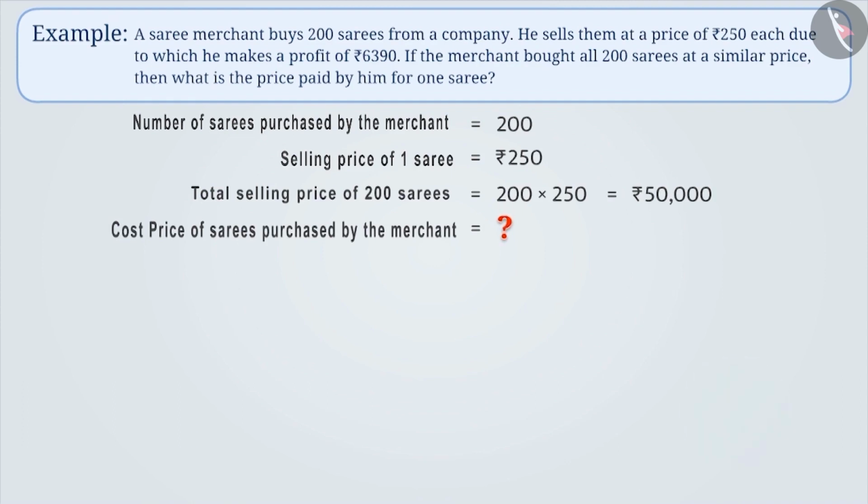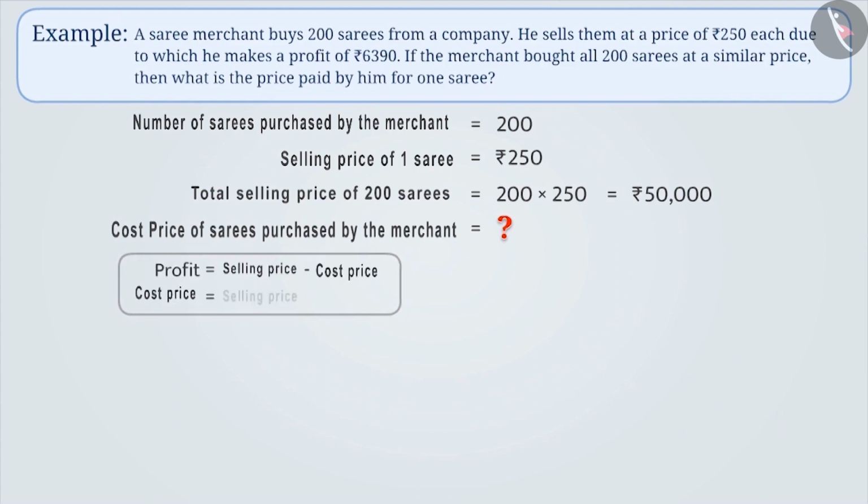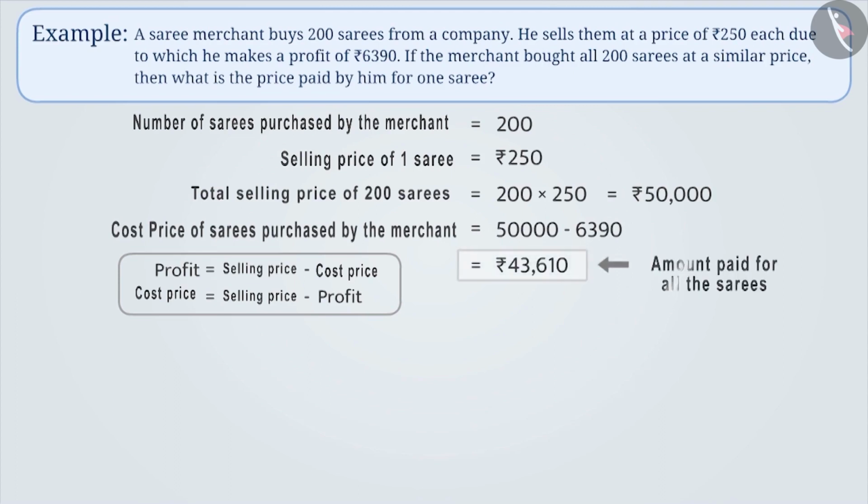Let me tell you. Since profit is equal to selling price minus cost price, therefore, cost price can be obtained by subtracting the profit from the selling price. So, cost price is equal to rupees 50,000 minus rupees 6,390, which is equal to rupees 43,610. Therefore, the merchant has paid 43,610 for all the saris.